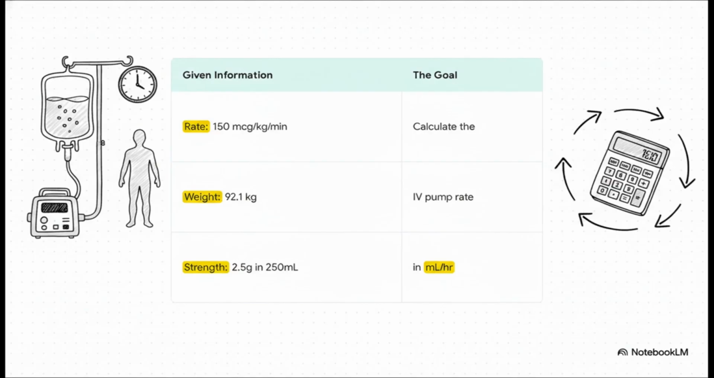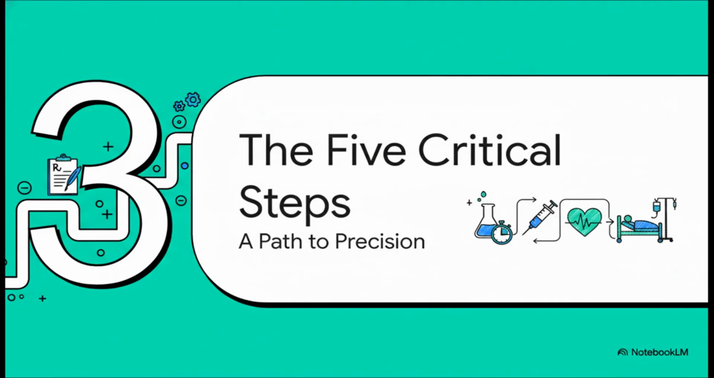The doctor's order is for a drug to be given at a rate of 150 micrograms per kilogram of the patient's body weight every minute. Our patient weighs 92.1 kilograms, and the IV bag we have contains 2.5 grams of that drug mixed into 250 milliliters of solution. So what's the goal? We have to figure out the one number we need to program into that IV pump, the rate, in milliliters per hour.